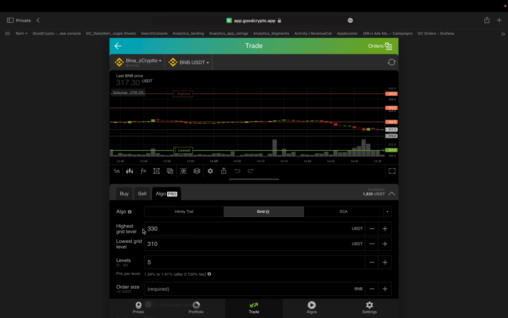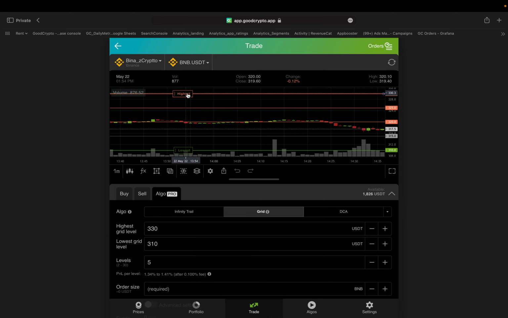And the highest grid level is shown here on the chart. You can see 330. That means this is the highest price at which the grid will set a sell order, in this case because it's above the market price. The sell orders are placed there.